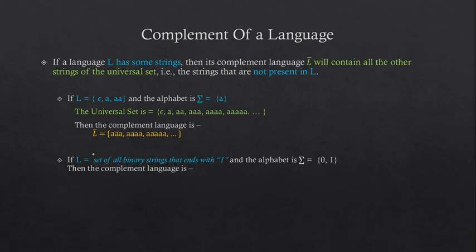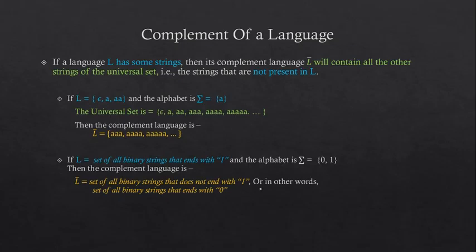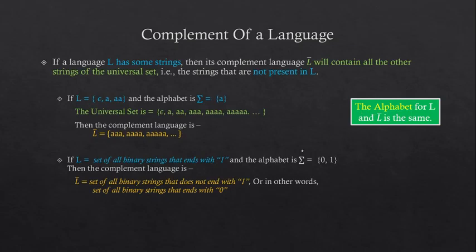In another example, if L is the set of all binary strings that end with 1, the complement language will have all binary strings that do not end with 1, in other words that end with 0. Because all binary strings either have to end with 1 or end with 0. The alphabet of a language and its complement are going to be the same because the same symbols are constructing the strings in both cases.